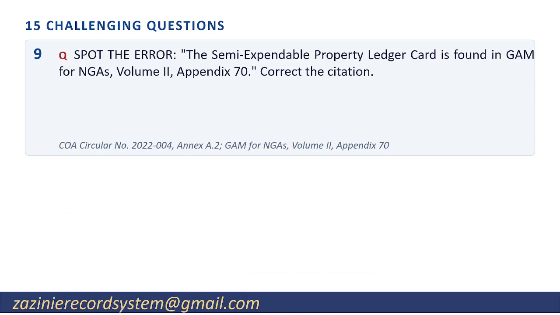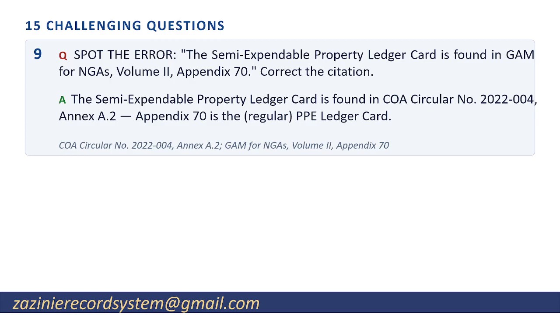15 challenging questions. Number 9. Q. Spot the error. The semi-expendable property ledger card is found in GAM for NGAs, Volume 2, Appendix 70. Correct the citation. The semi-expendable property ledger card is found in Commission on Audit Circular Number 2022-004, Annex A2. Appendix 70 is the regular PPE ledger card. Next slide.